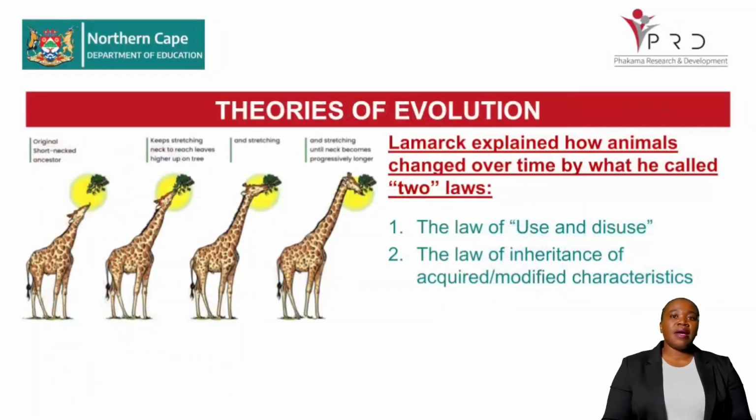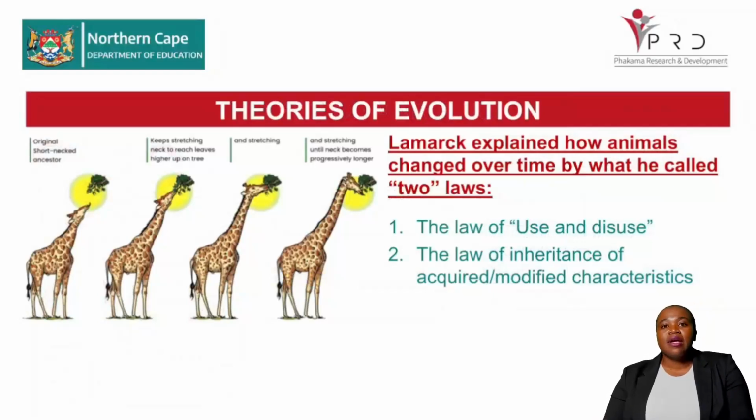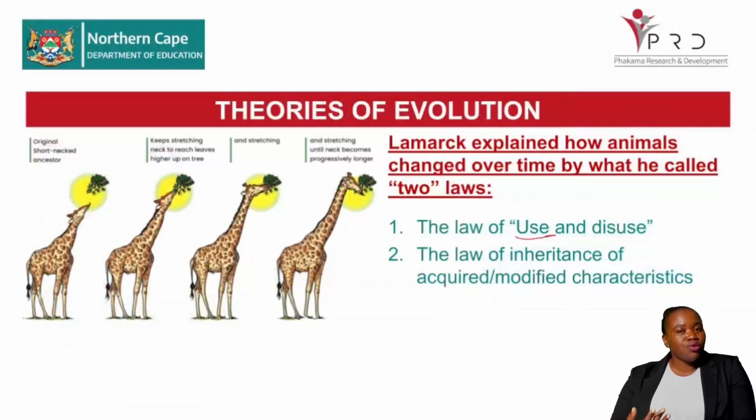The first law, remember, he talks about how if an organism or if an animal uses an organ more, that organ will be better modified and it will become bigger and stronger and be able to perform the function more. However, if the part or the organ is not used, that organ will become smaller and smaller until it disappears. Right. So the law of use: the more you use it, the more it grows and becomes better. The less you use it, the more it shrinks and eventually disappears.